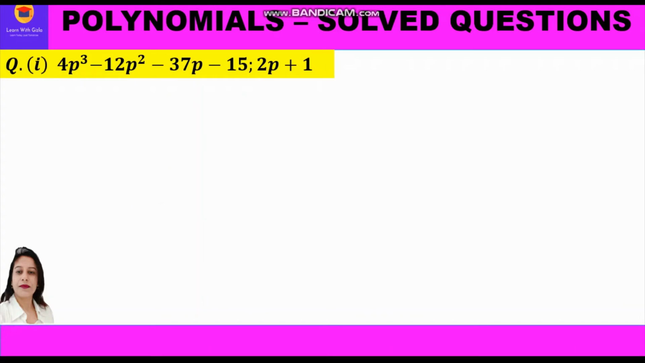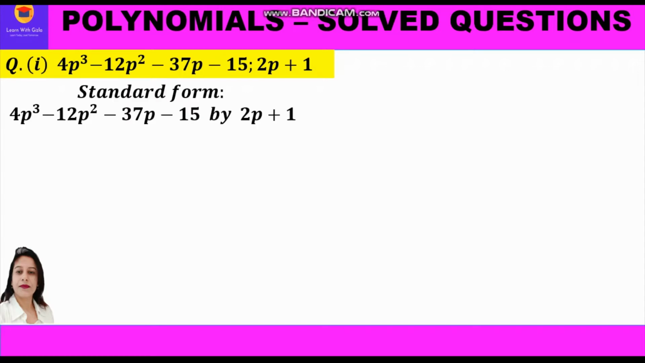Now let's take up question number 1. It is given: divide 4p cube minus 12p square minus 37p minus 15 by 2p plus 1. Now over here we have to find out whether the second polynomial, that is the divisor, is a factor of the first polynomial, that is the dividend. Now if you observe, the dividend is already in standard form, that is, it is already in the decreasing order of the powers, that is 3, 2, 1, 0.